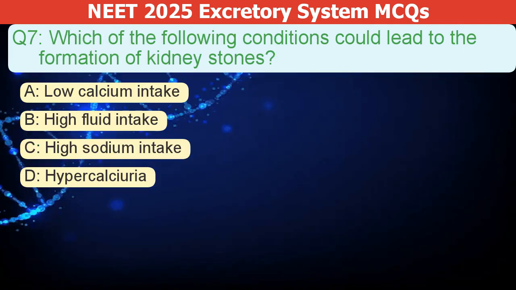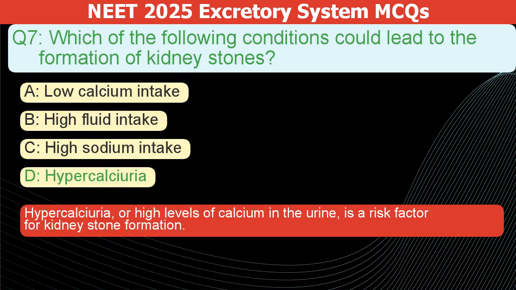Which of the following conditions could lead to the formation of kidney stones? A. Low calcium intake. B. High fluid intake. C. High sodium intake. D. Hypercalciuria. The correct answer is D. Hypercalciuria, or high levels of calcium in the urine, is a risk factor for kidney stone formation.